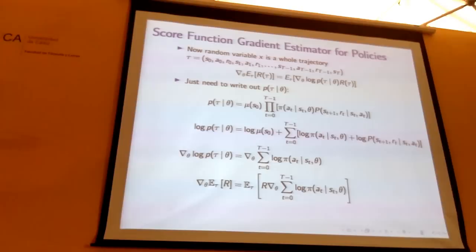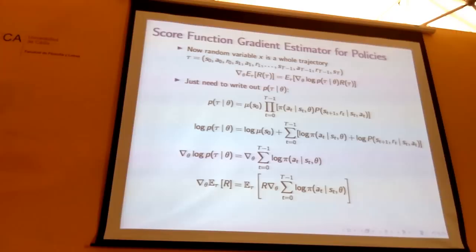Maybe I've rubbed this in enough already, but it's a little surprising that this is possible, that even though you don't know anything about the process that's used, you don't know anything about the environment, you can still calculate this gradient. People who work in optimal control are usually surprised that it's possible to compute this gradient, even if the reward function is non-differentiable or the dynamics are non-differentiable, because a lot of people are used to problems where everything has to be differentiable.